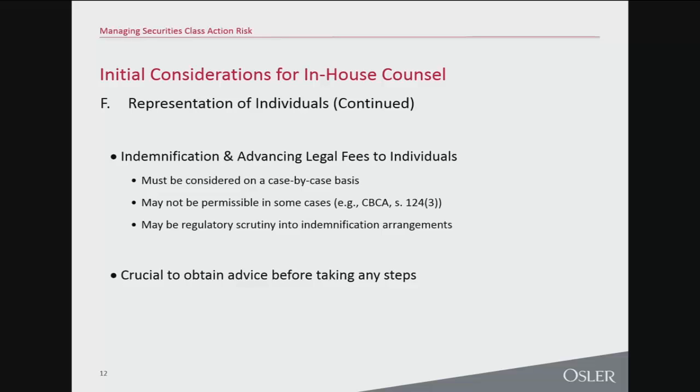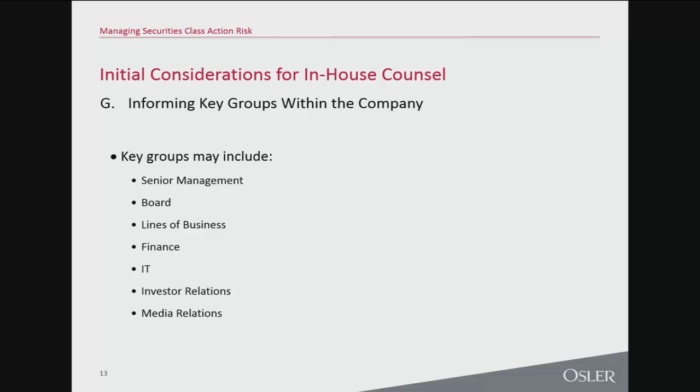And I will now turn it over to Mark to talk about the channels of communication within the company once faced with a potential or actual class action. Sure. One of the aspects of managing a class action is being a bit of a traffic cop when it comes to the dissemination of information, and that's a function that almost always falls to in-house counsel, with, of course, the assistance of outside counsel. And decisions need to be made about who needs to know, who definitely doesn't need to know, and developing a communication plan within the company around that.